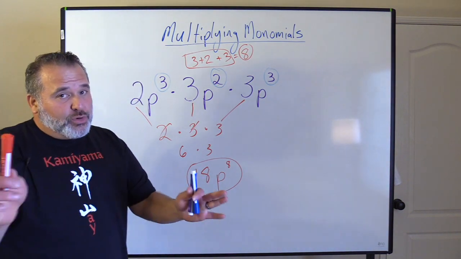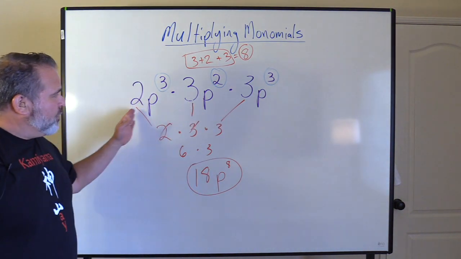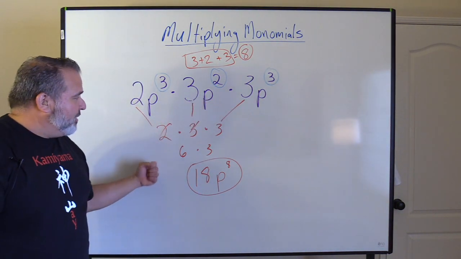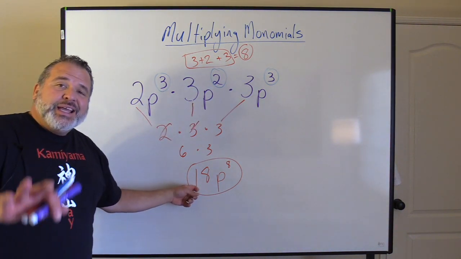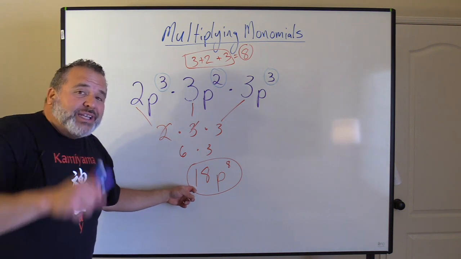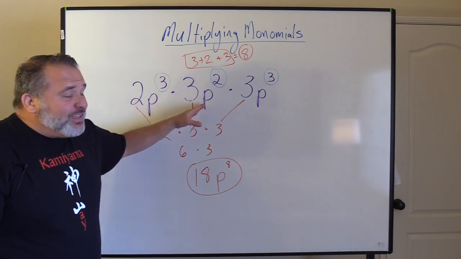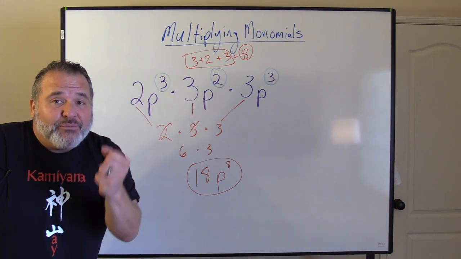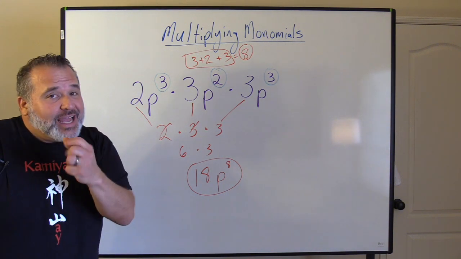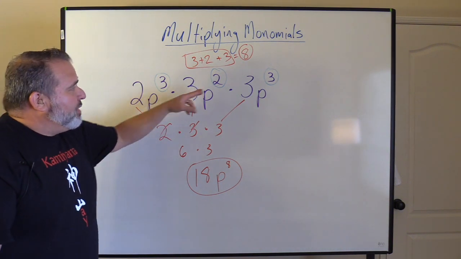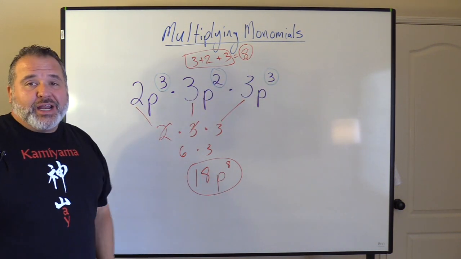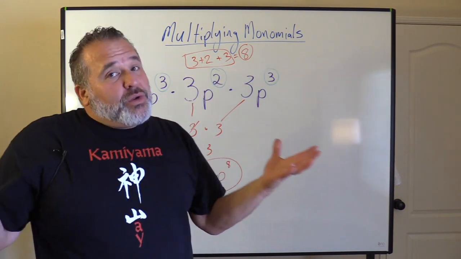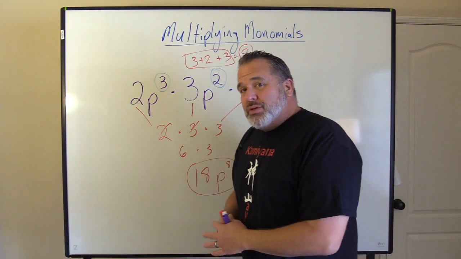Now let's just recap real quick what we did. We took the numbers that were in front of the variables and multiplied them. 2 times 3 times 3 is 18. Then we took the exponents that went with the variables that are the same. The variables have to be the same in order to add these exponents. We got 3 plus 2 plus 3, and that's 8. So that is my exponent of 8. And that's it. We properly multiplied those monomials.